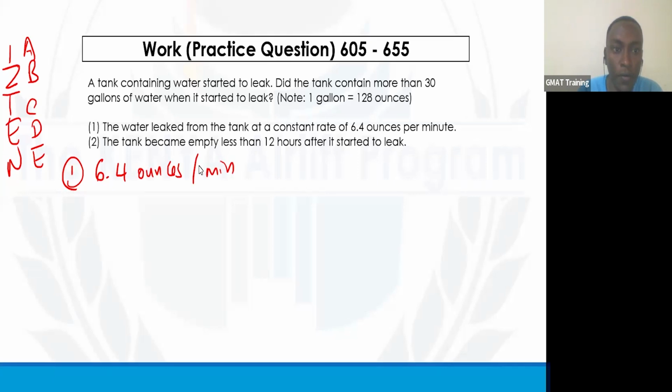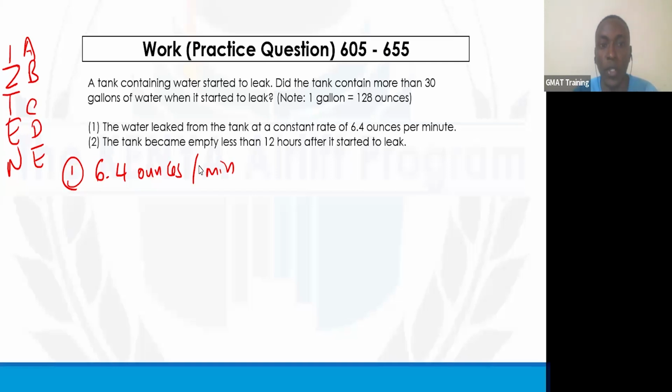Yeah, so if it were, for instance, a lot of times or lots of hours, then we expect that the tank contained more than 30 gallons of water. But if it was minutes that the water leaked from the tank, then we can determine that the tank didn't have more than 30 gallons of water.